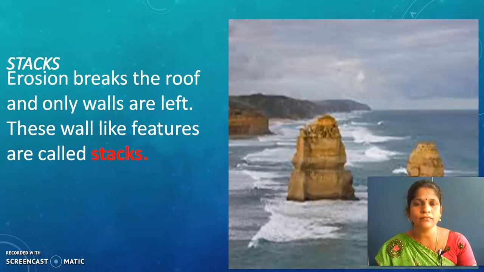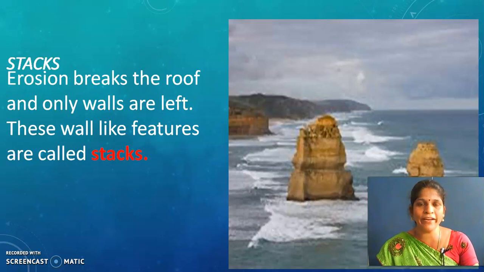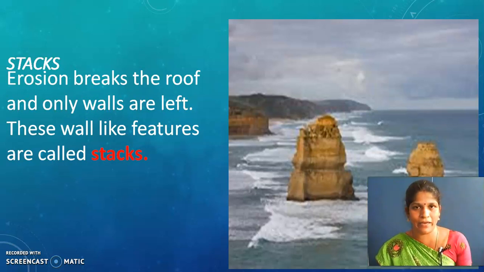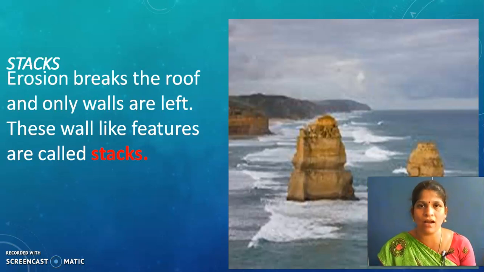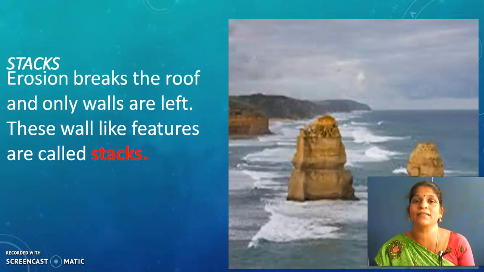Dear children, do you understand how many changes happen because of the sea waves? First sea caves formed, then sea caves turned into sea arches, then now it is sea stacks. Only the pillars are left, the rocks turn into pillars. That's called stacks. These are the three changes given by the sea waves on the surface of the earth.